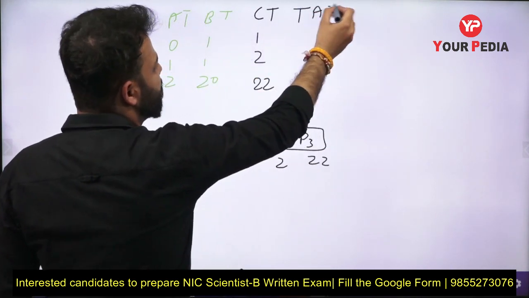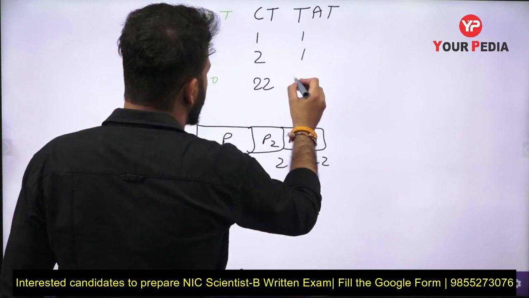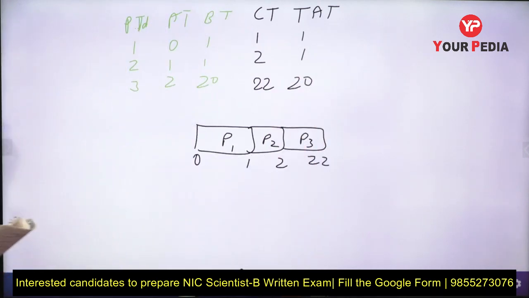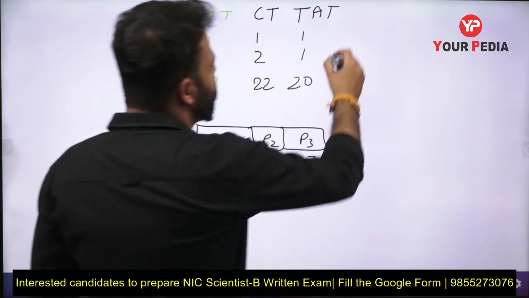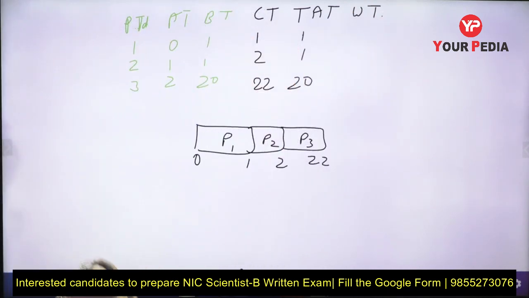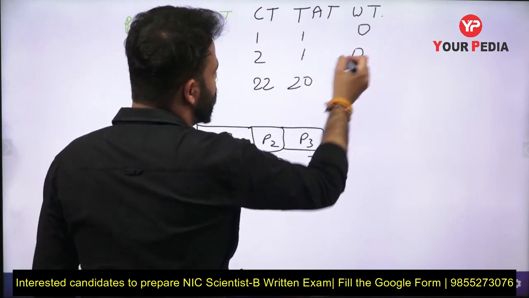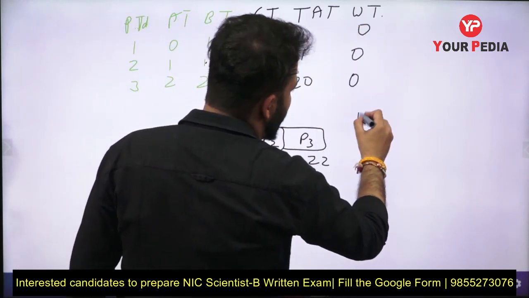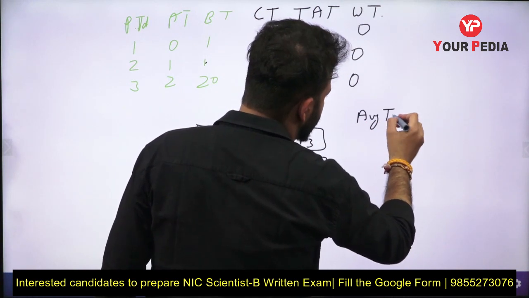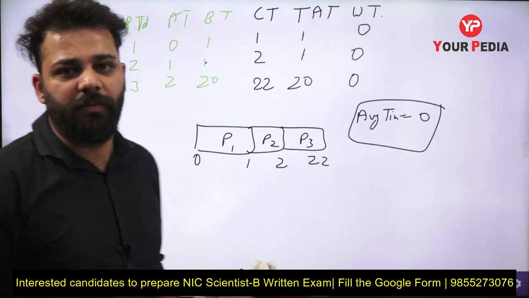And if you look at the turnaround time, which is nothing but completion time minus arrival time, the turnaround times will be 1, 1, 20, and waiting time for the jobs will be turnaround time minus burst time. So that is 0, 1 minus 1 is 0, 20 minus 20 is 0. So the average waiting time is 0 nanosecond for this system.